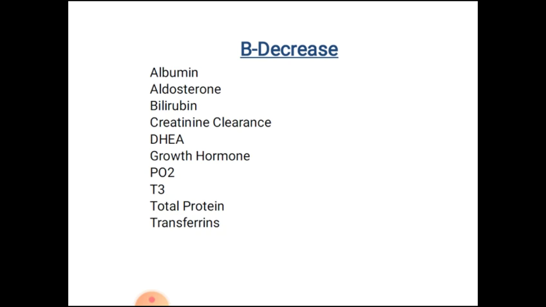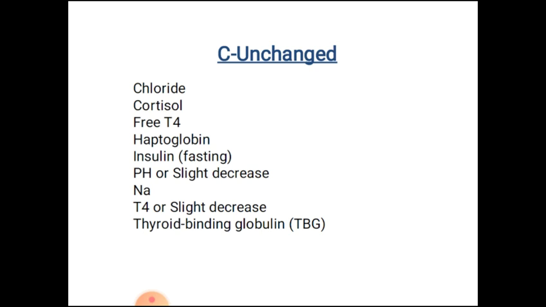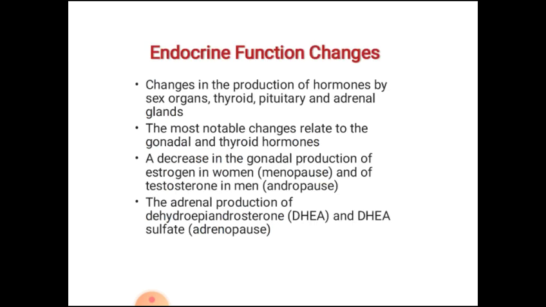And there are some analytes that decrease with aging, such as albumin, aldosterone, bilirubin, creatine kinase, dehydroepiandrosterone, growth hormone, partial oxygen, T3, total protein, and transferrin. Some analytes are unchanged, such as chloride, cortisol, free T4, haptoglobin, insulin (fasting), pH or slight decrease, sodium, T4 or slight decrease, and thyroid binding globulin, TBG.